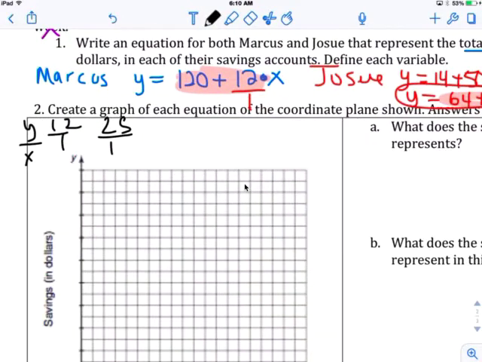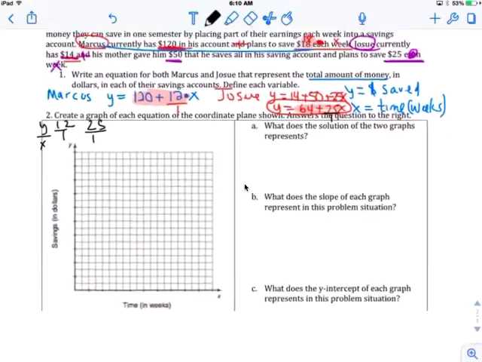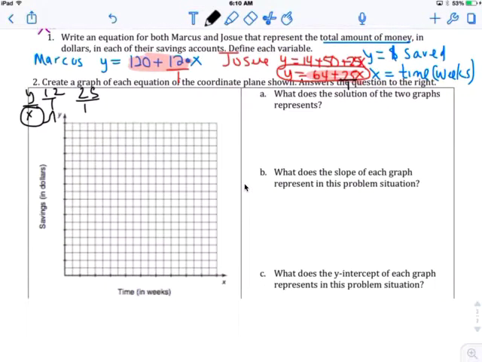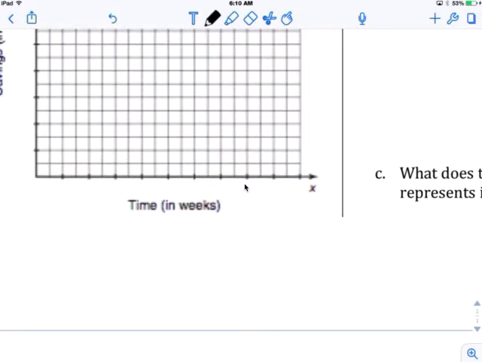Y sub 2 minus y sub 1 over x sub 2 minus x sub 1. So all your x's go by 1s. The y's are harder, you see. We're not sure for the y. So x is by 1, so 1, 2, 3, 4, 5, 6, 7, 8, 9, 10, 11, 12, 13, 14, 15, 16, 17, 18.